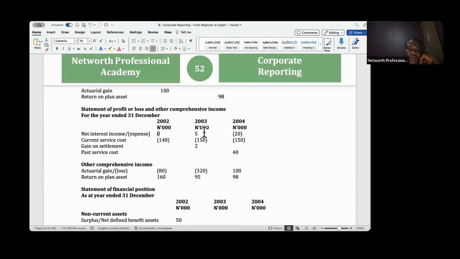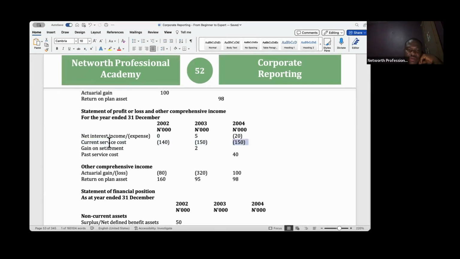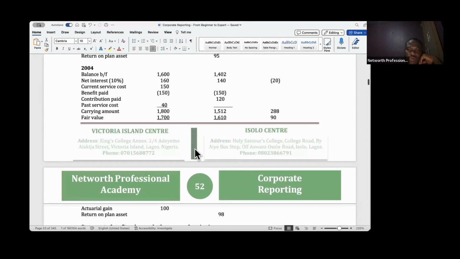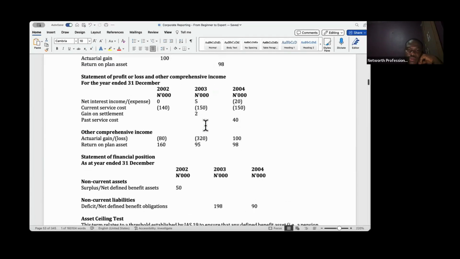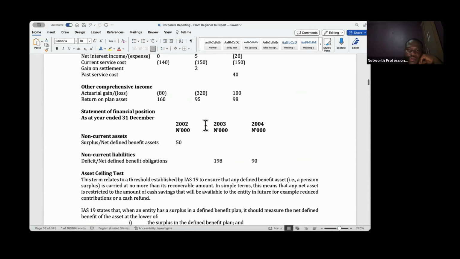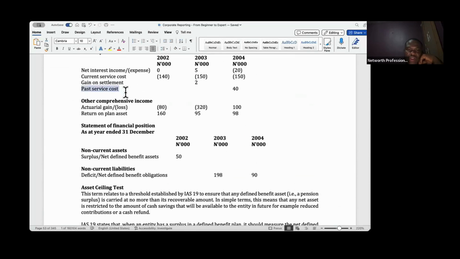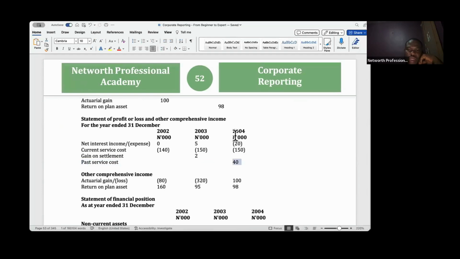in 2002 is 0. 2003 is a positive 5. 2004 is a negative 20. Comes in as an expense. Then my current service cost, 2002 is 140. 2003 is 150. 2004 is another 150. Then my gain on settlement, I have 2 here. Remember this 2 here. The gain on settlement. Then don't forget the past service cost of 40. It also comes to P&L. It happened in year 4.